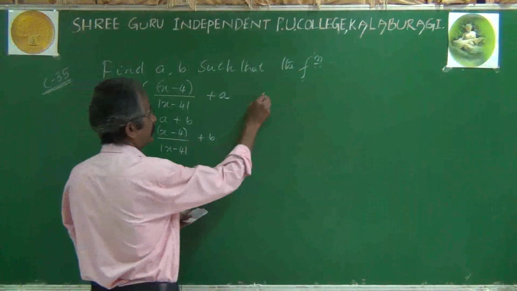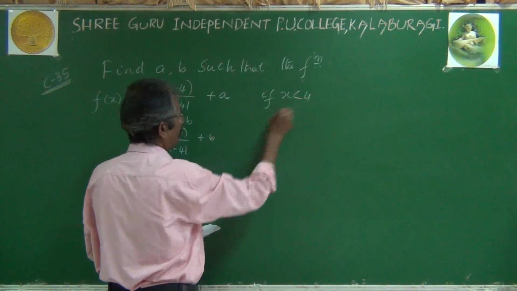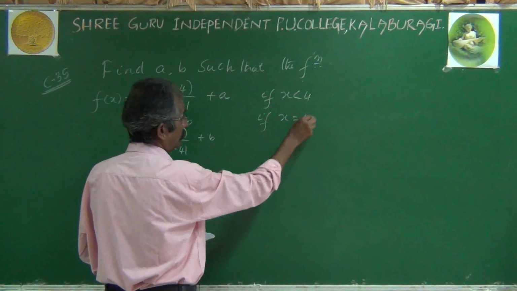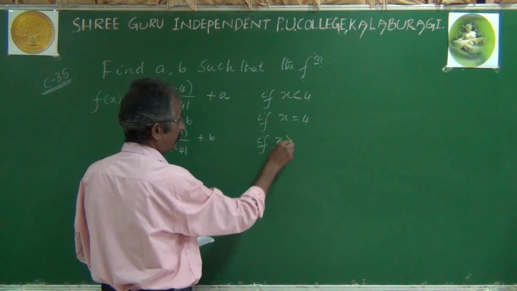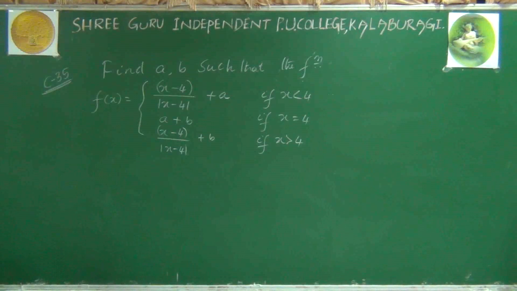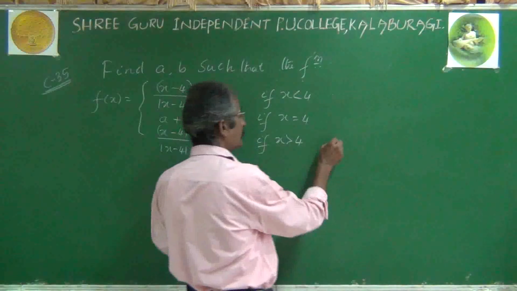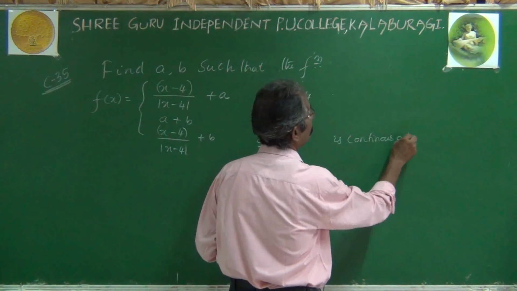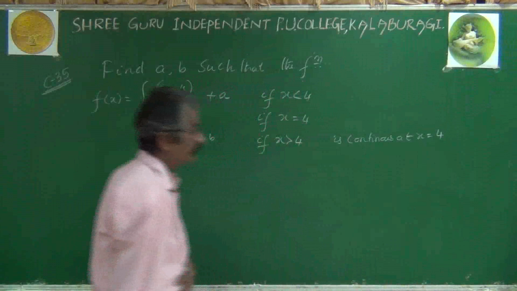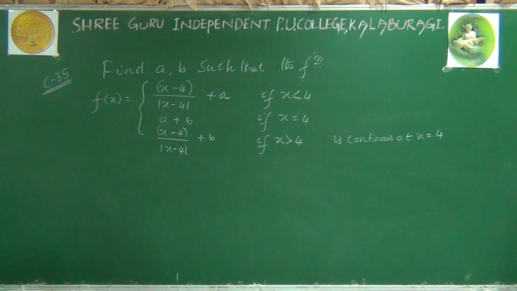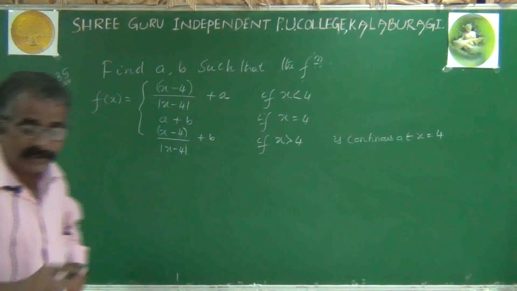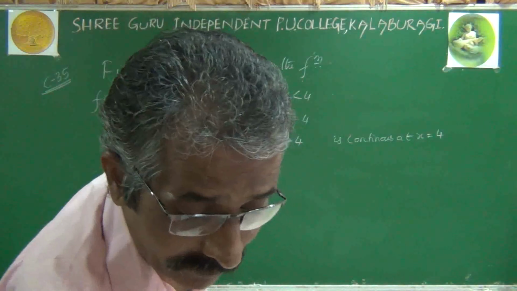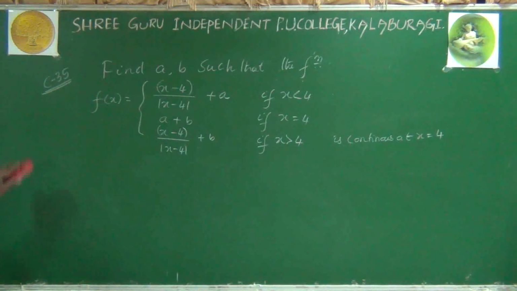First one, if x less than 4. Second one, if x equal to 4. Third one, if x greater than 4. Find a and b such that this function is continuous at x equal to 4. We first analyze the modulus value, then we shall find the values of a and b. Right, solution.